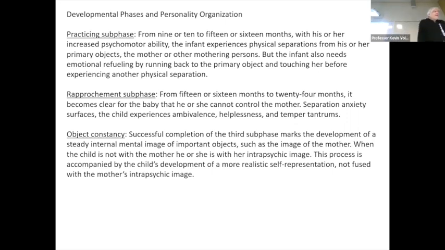This is the practicing subphase. Rapprochement subphase, 15 to 16 months to 24 months. It was clear for the baby that he or she cannot control the mother. Separation anxiety surfaces. The child experiences ambivalence, helplessness, and temper tantrums. So this is the terrible twos you've heard of.